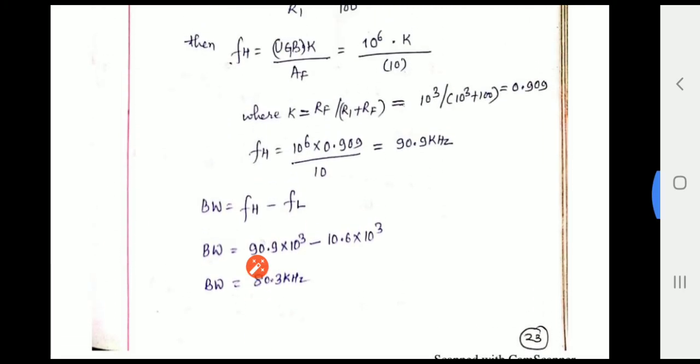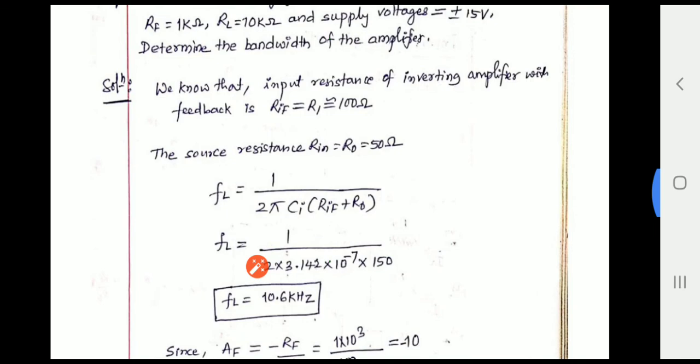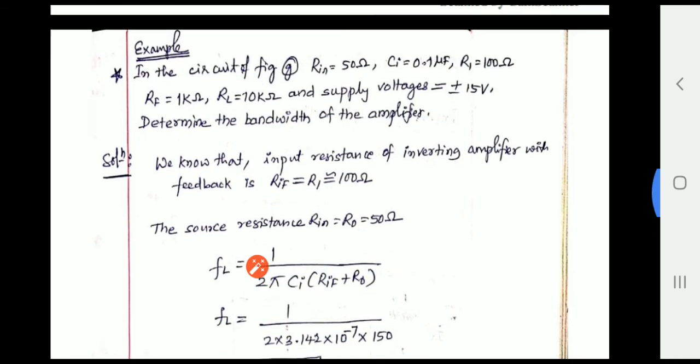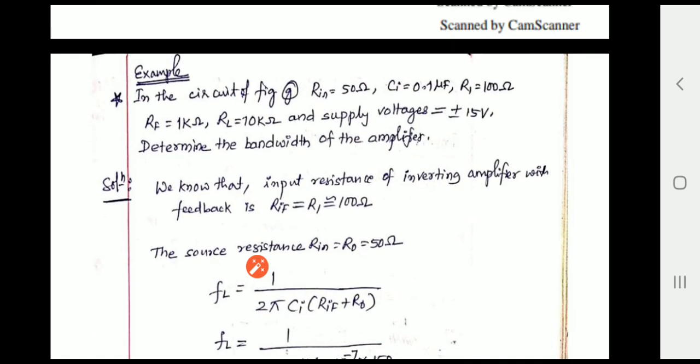A simple example based on the AC amplifier. So this is about AC and DC amplifiers.